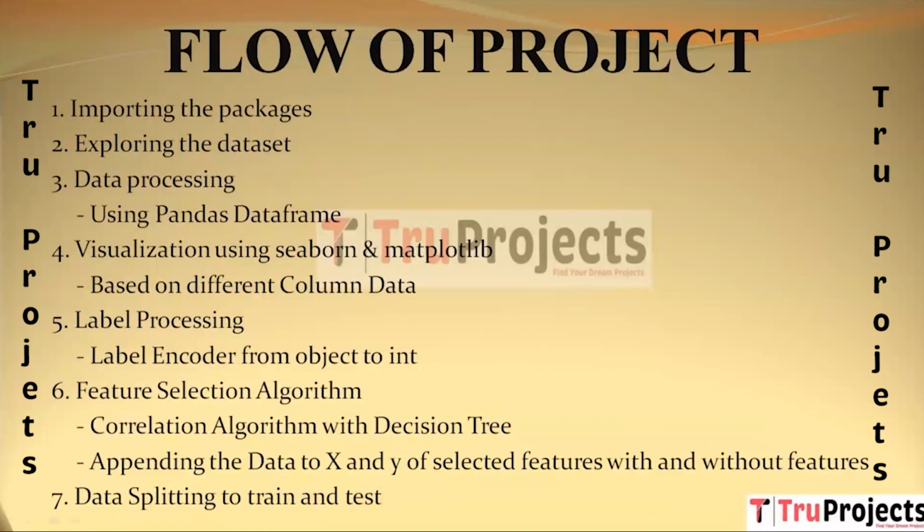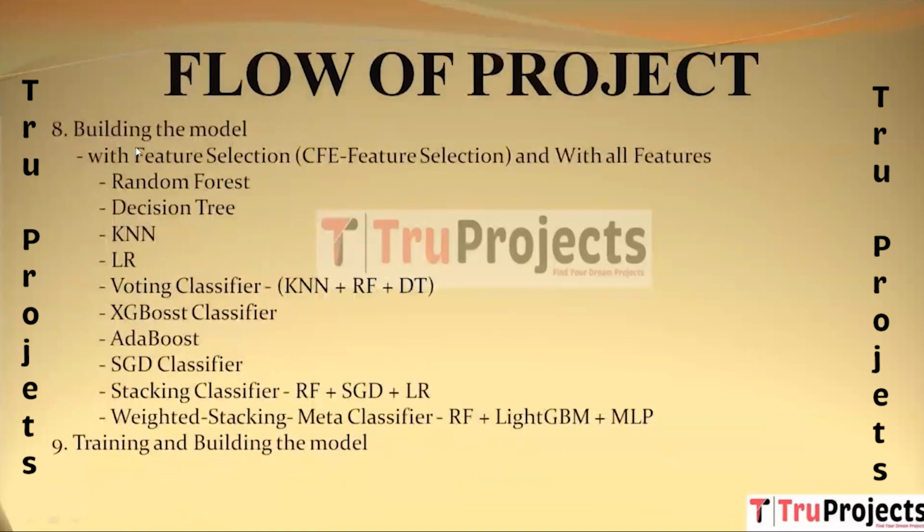Next we have data splitting into train and test. This step involves splitting your dataset into two subsets, a training set and a test set. The training set is used to train your machine learning models, while the testing set is used to evaluate their performance. Next we have building the model. Here you are creating machine learning models to make predictions based on your data.